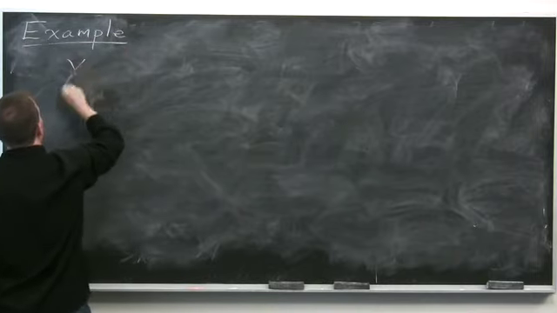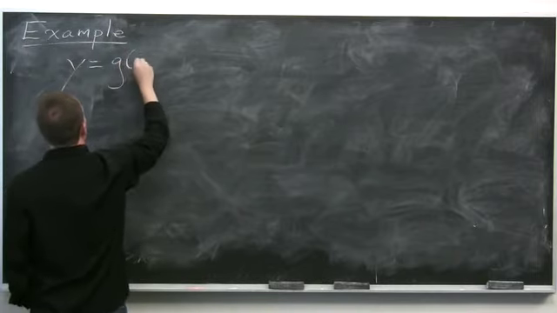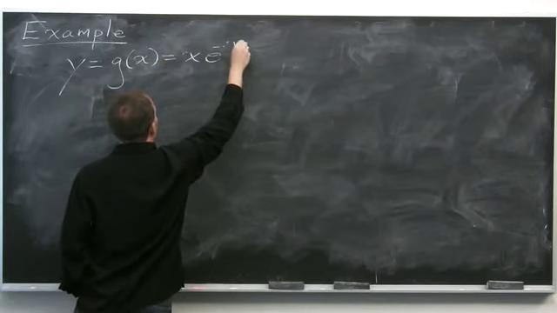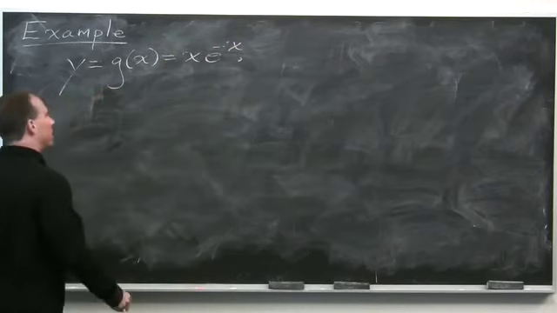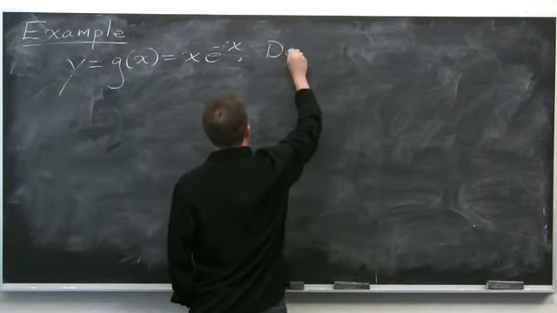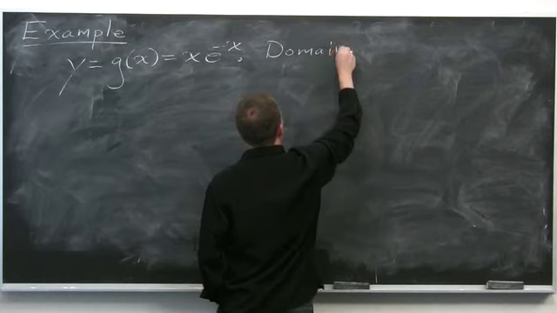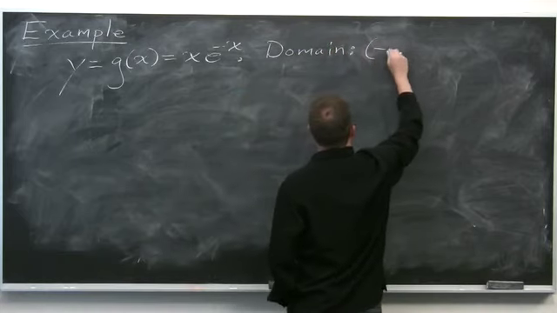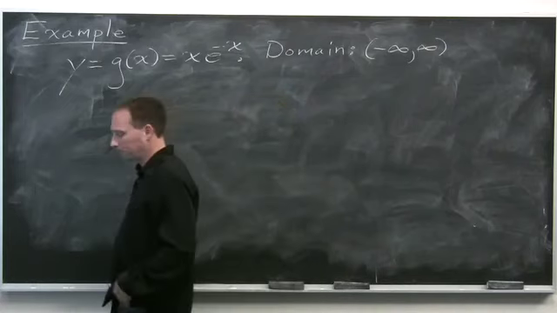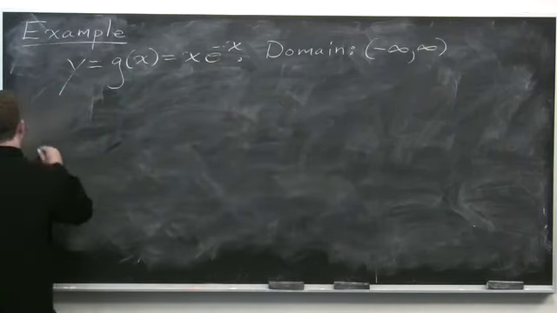Let's look at a different function. Let's look at y equals g of x equals x e to the minus x. All right, the domain, no problems with the domain here. Domain here, all real numbers. So the entire real number line, the entire interval from minus infinity to infinity. Fine. What about the first derivative?